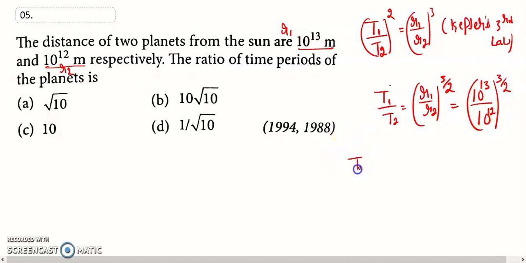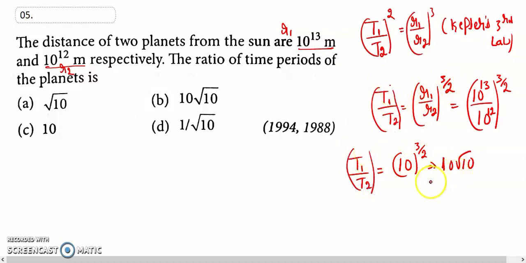So T1 divided by T2 is equal to 10 to the power of 1, whole to the power of 3 by 2. That is 10 root 10. You have to shift the square to this side. So the T1 by T2 ratio is what? Square root of 10 times 10. So which is the right answer? Option B is the right answer.